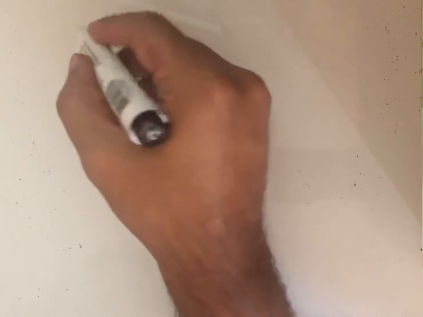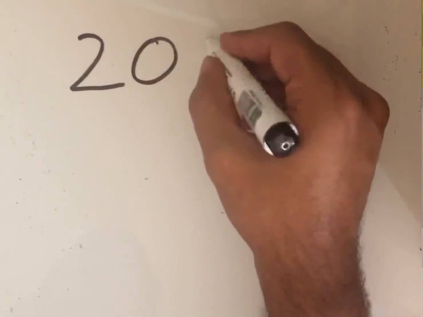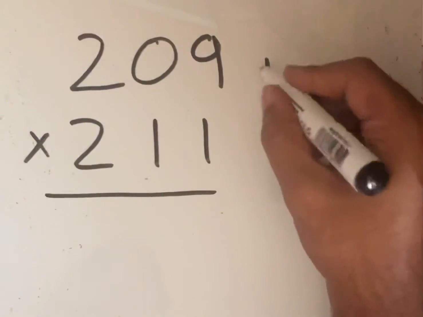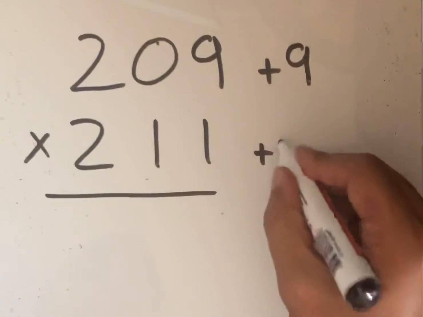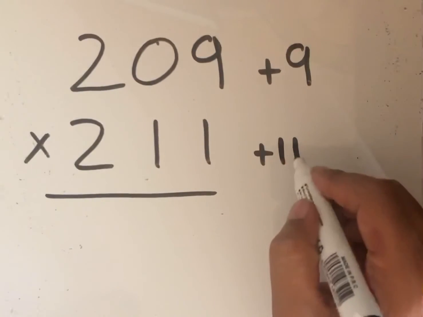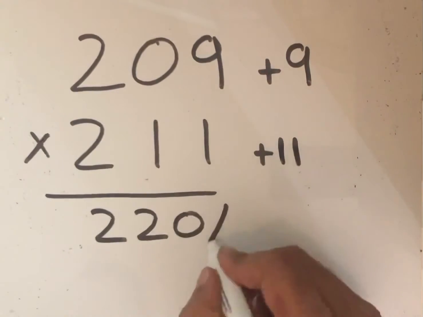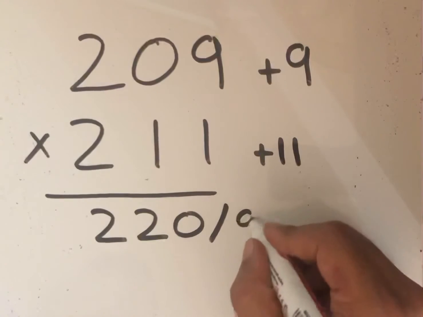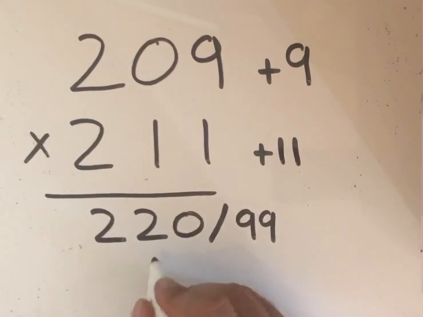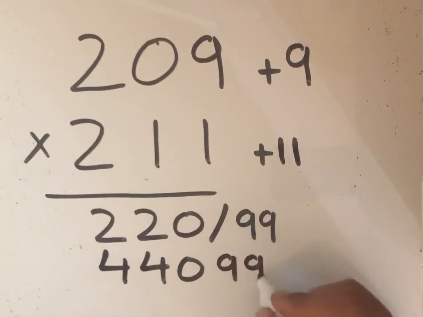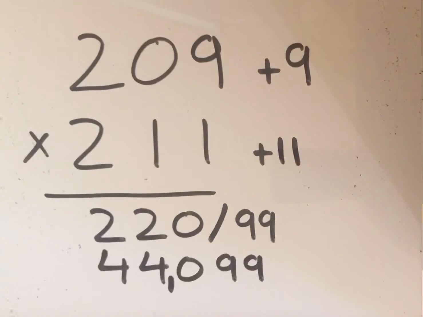So 209 times 211. So this is 9 above 200, and this is 11 above 200. So 9 plus 11 makes 20, so 200 plus 20 is 220. First part of my answer. Next part of my answer is easy. 11 times 9 is 99. Don't forget to double the first part of my answer, so I get 4, 4, 0, and then I get a 9, and then I get a 9. So 44,099. Okay? Great.